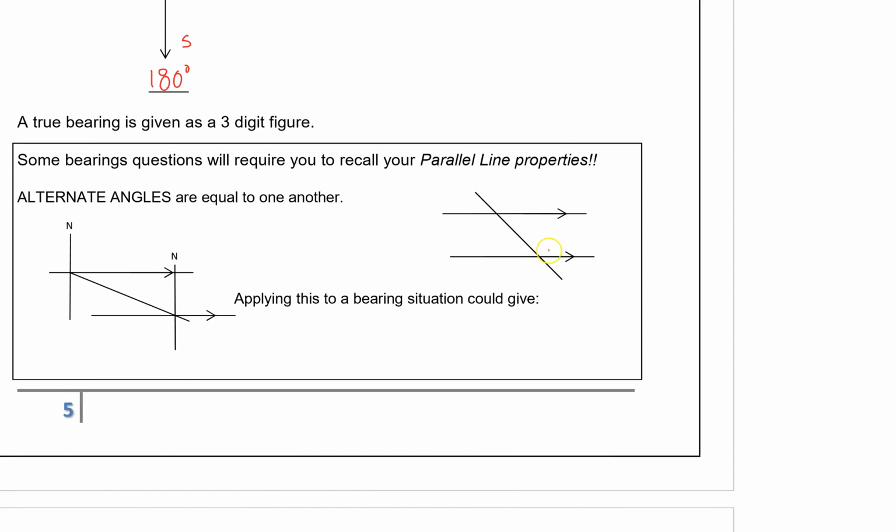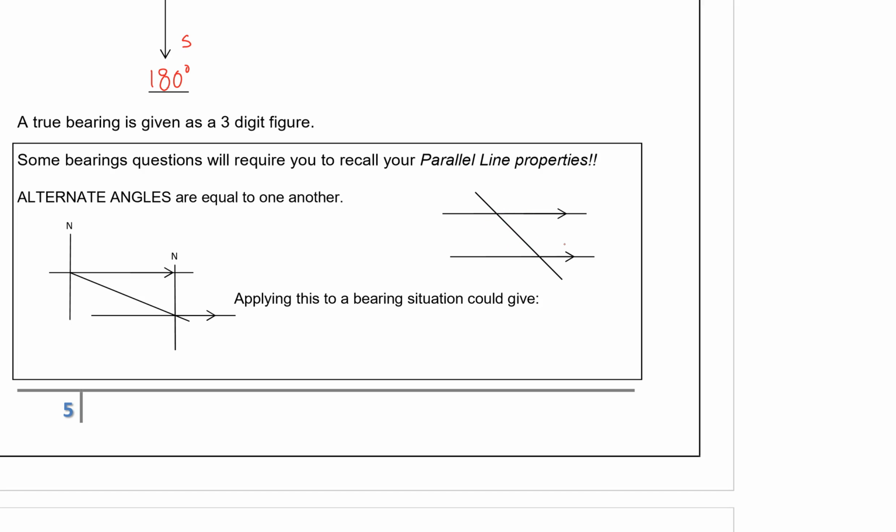Here's a pair of parallel lines and a transversal. Remember that these angles make an F shape, corresponding angles. These angles make a Z shape. They're equal, they're alternate angles. These angles make an X shape. They're equal, they are vertically opposite angles.